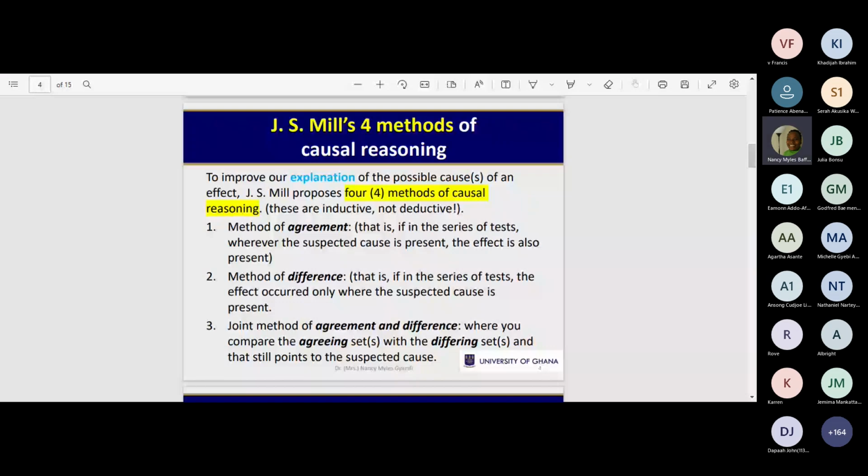So you must have the 4 methods at your fingertips, J.S. Mill's 4 methods of reasoning causally. It is for scientific explanation. Look on my screen, please. It helps us improve how we are able to explain. Explain doesn't mean you have arrived at what really caused it. Who told you I am God? We are not.